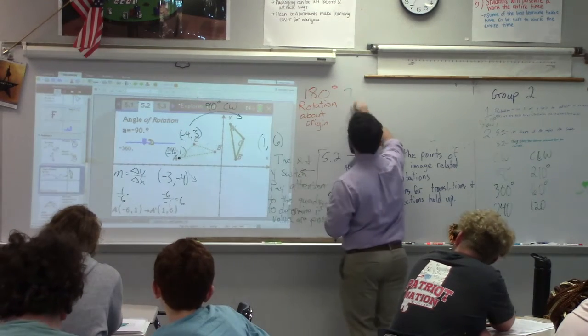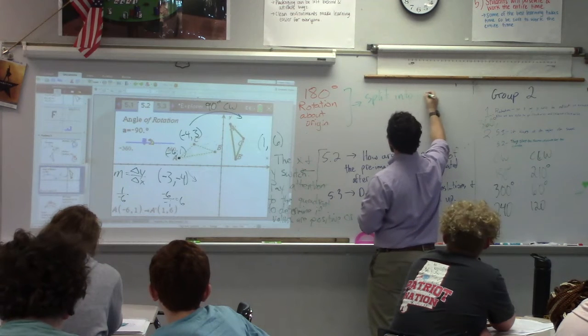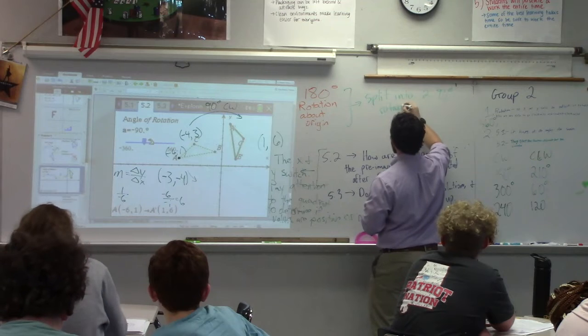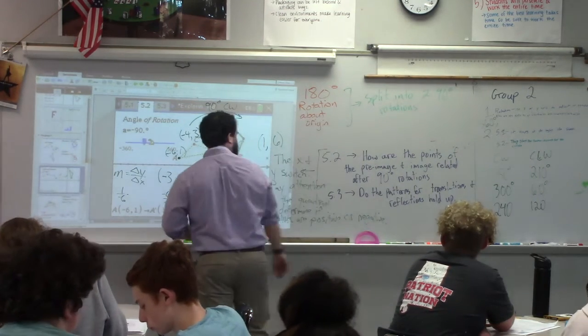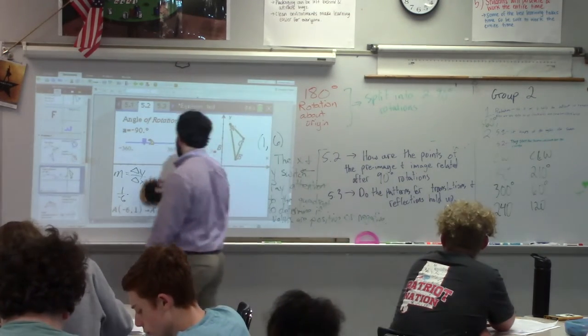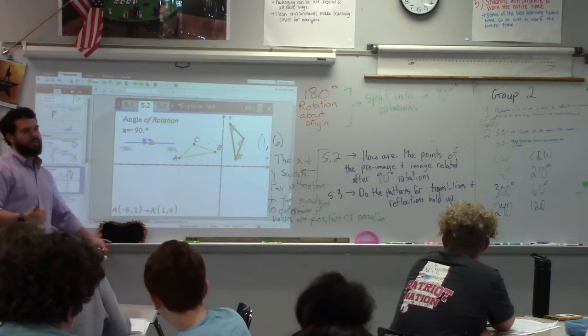Well, hold on a second. Split into two 90-degree rotations. That's exactly what I would do. I would split into two 90-degree rotations. There's an easier way to do it. I will point this out. Because here's the thing. Each 90-degree rotation, what are the X and Y going to do?